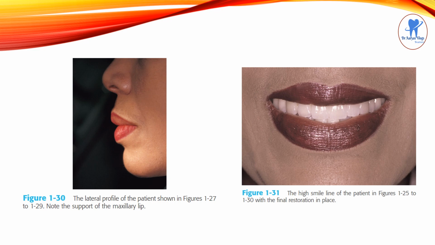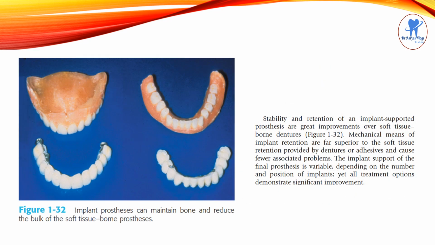Okay. These are the implant prostheses which maintain the bone and reduce the bulk of the soft tissue borne prostheses. These are the soft tissue borne prostheses. So implant prostheses can reduce the bulk of that soft tissue borne prosthesis. Okay. Stability and retention of an implant supported prosthesis are great improvements over soft tissue borne dentures. So mechanical retention is far superior to the soft tissue retention provided by dentures or adhesives and causes fewer associated problems.